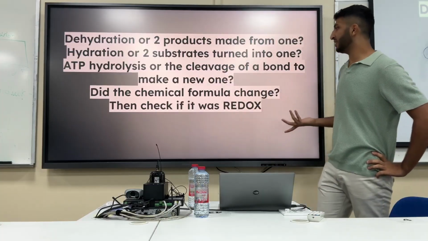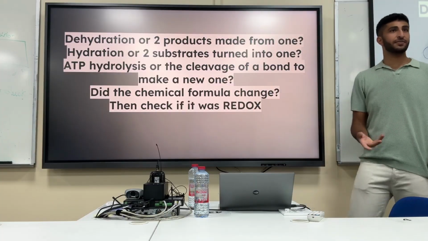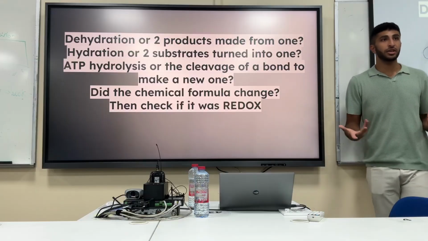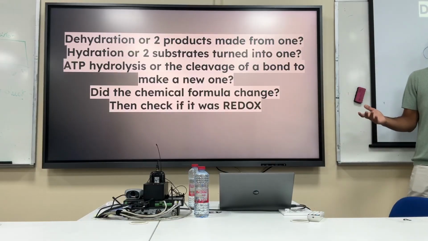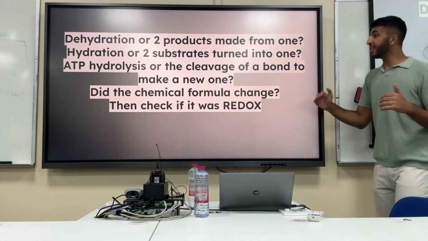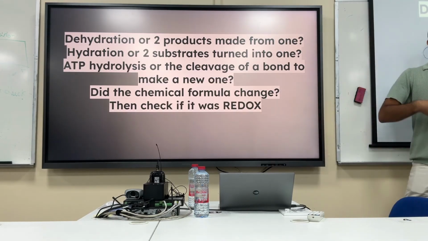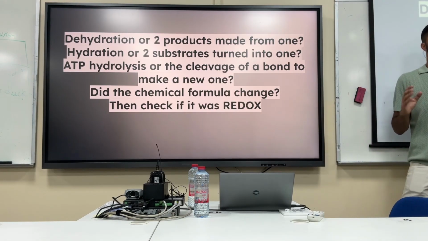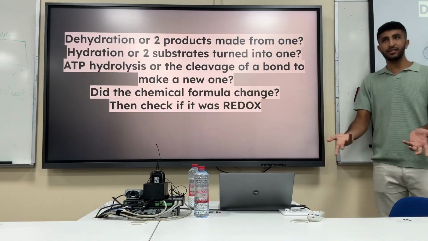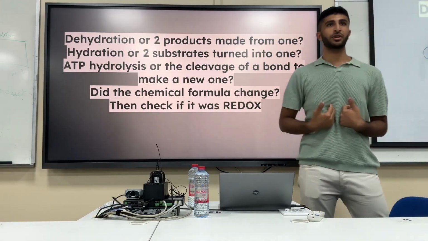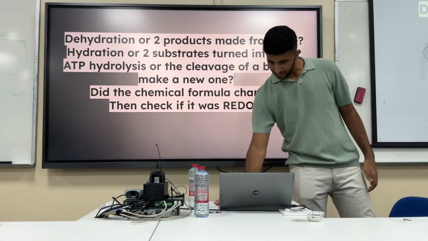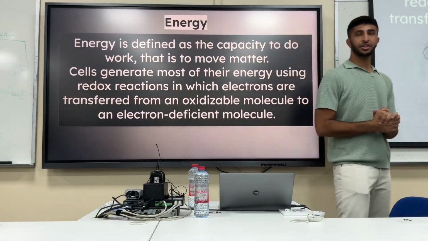Then, if it's not like that, I ask myself, did the chemical formula even change? If it didn't change, what reaction is it? Isomerization. Then, after I check all the other reactions, I look at the hardest one, redox, and count the numbers of oxygen and hydrogen. This is how I did it, and I'm in year 1, so I would suggest you use it.